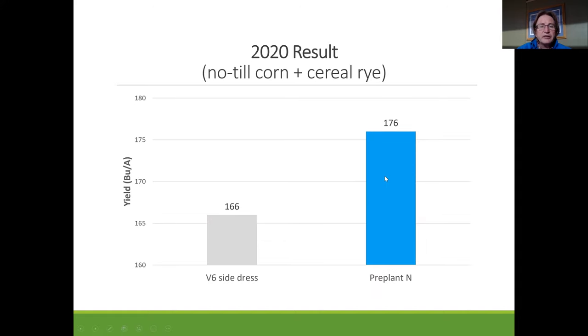Here's the second location that this farm conducted, and here we see a 10 bushel yield advantage between the V6 side dress and an early season nitrogen application that assures enough nitrate available to the crop during yield formation stages.